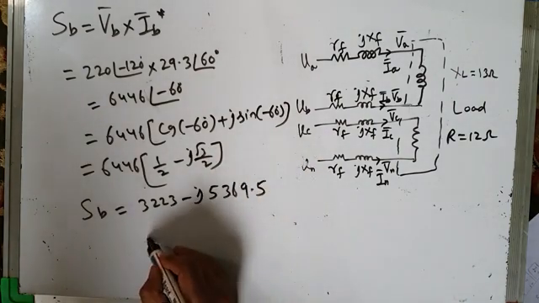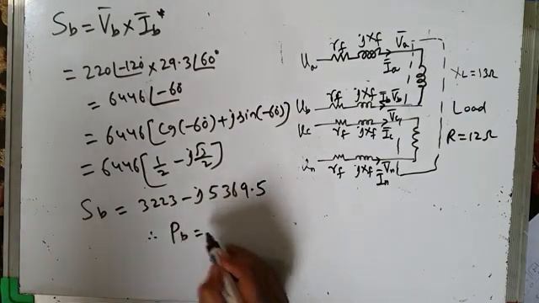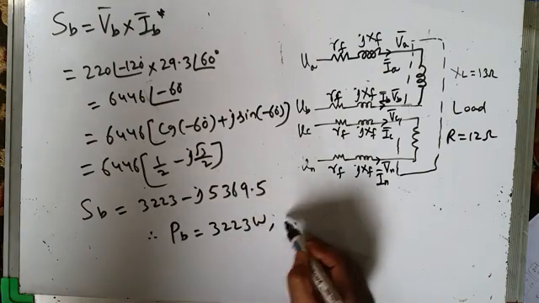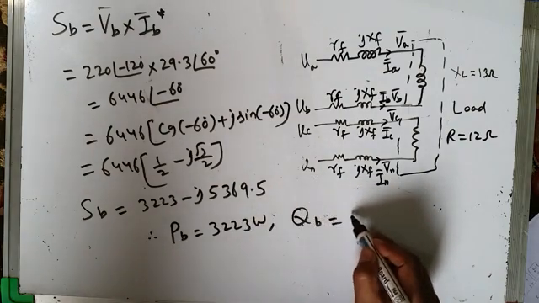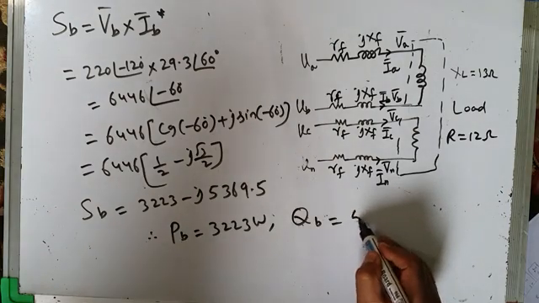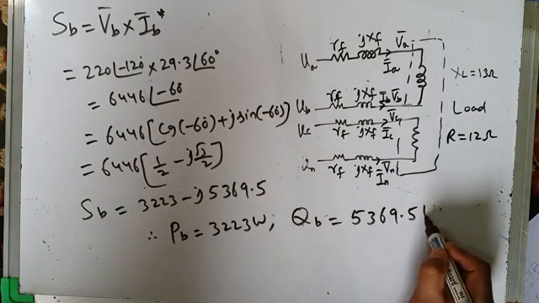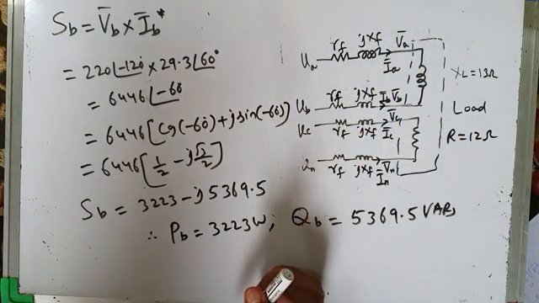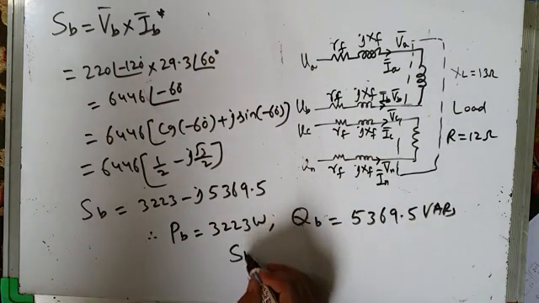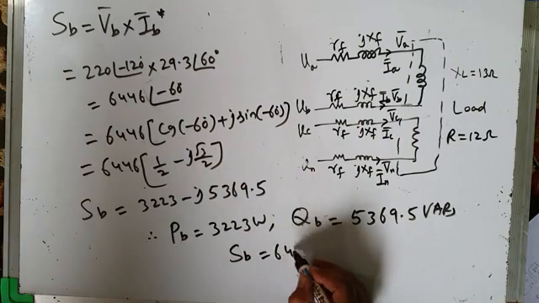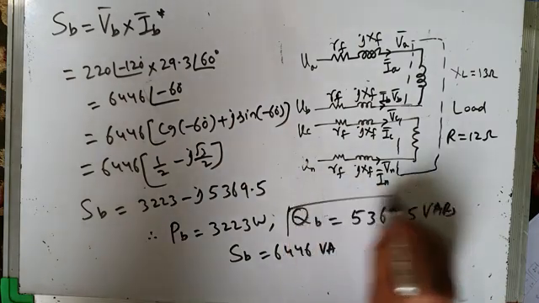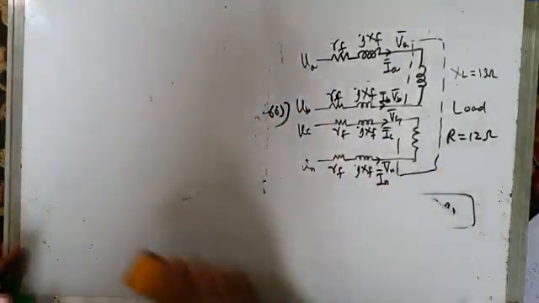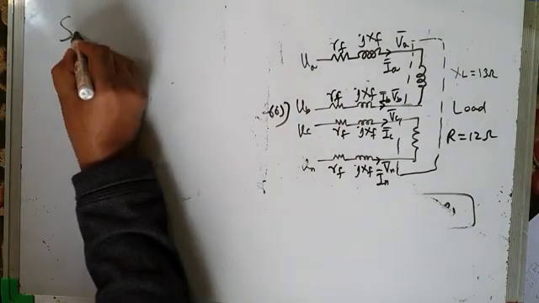Okay, so therefore active power carried by phase B is 3223 watts, and reactive power of phase B, QB, is 5369.5 watts. This is same as phase A because same amount of current is flowing in phase B also. So apparent power of phase B is 6446 VA. Okay, so that is about phase B. What about phase C? Very quickly we will go for apparent power of phase C.